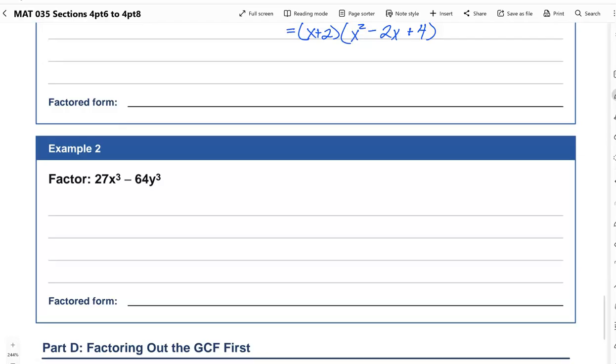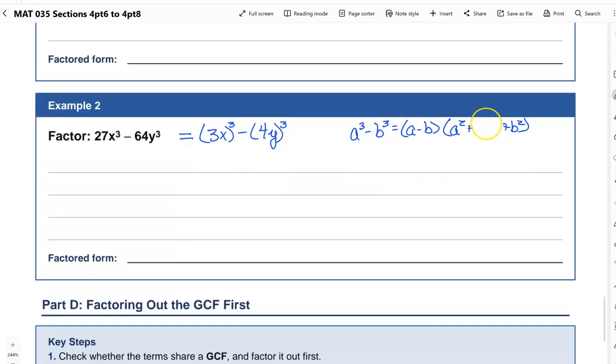The next one, I have 27x cubed minus 64y cubed. So I'm going to view that as 3x quantity cubed minus 4y quantity cubed. So my difference of cubes formula, a cubed minus b cubed, is a minus b times a squared plus ab plus b squared.